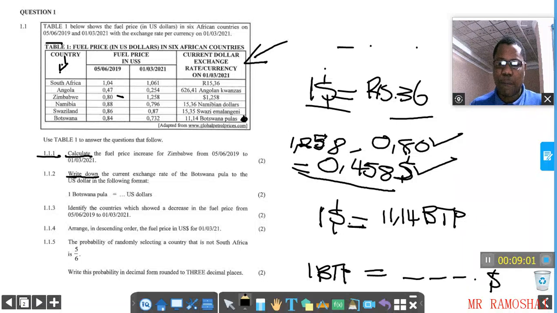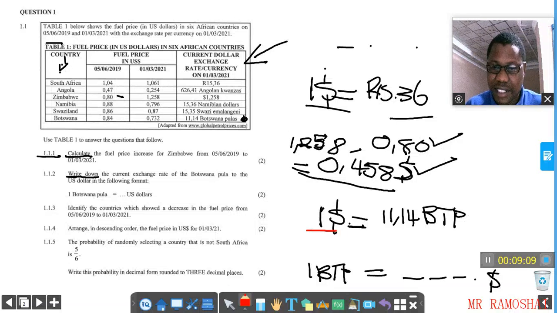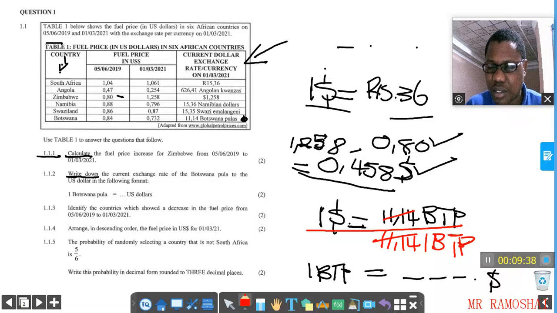You understand? The easy thing that we're going to do here, we can see we already have the exchange rate. But the exchange rate says $1 is equals to 11,14 Botswana Pula. So what is it that we're going to do? We are simply going to divide here. We divide this by 11,14, so that this will cancel this and we remain with 1 Botswana Pula.